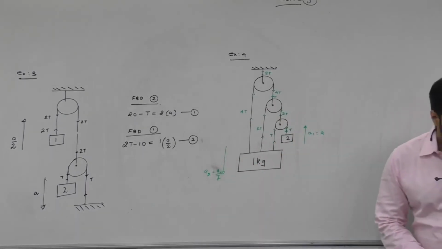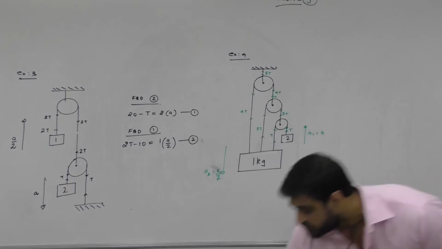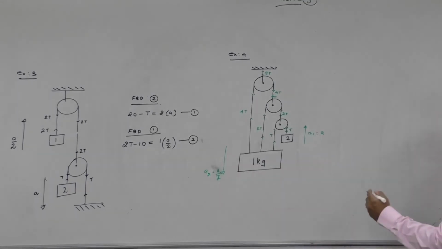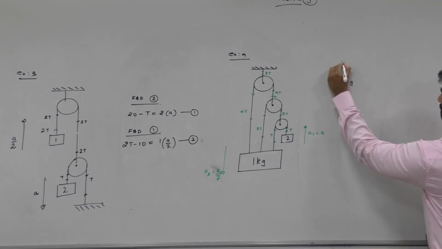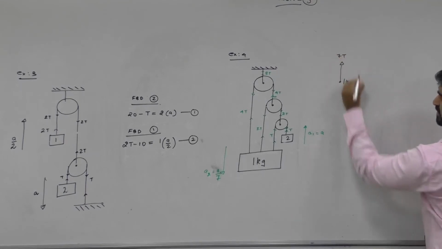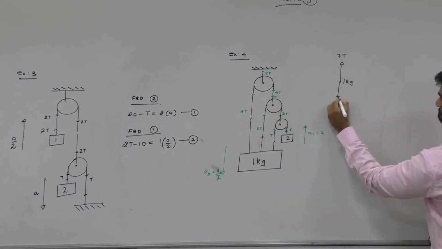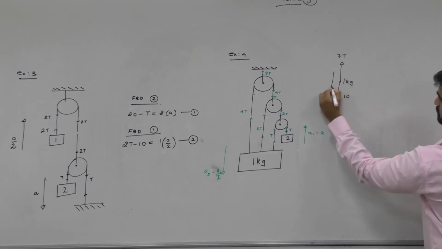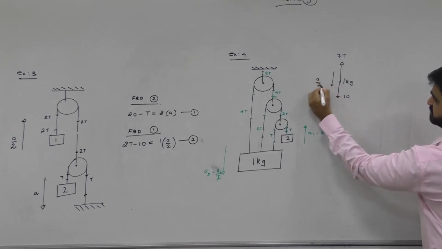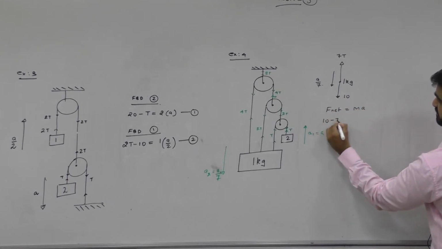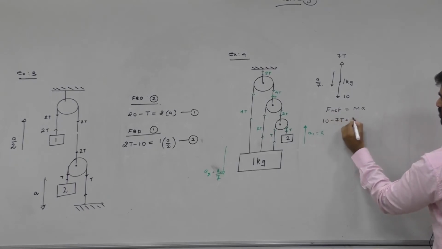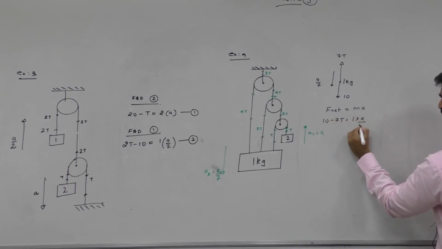Tell me, man. Now you write the free body diagram of 1 kg. Tell me, how will the free body diagram of 1 kg be? On 1 kg, how much T is above? 7T, right? Who is below? 10, and this acceleration will become A/7. Can I say F net is ma? How much is F net? 10 minus 7T is equal to m, which is 1, into A/7, equation number 1.